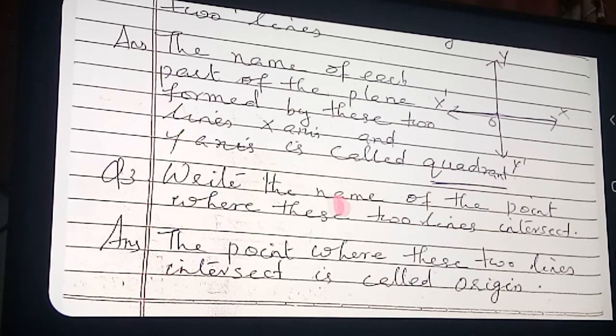Write the name of the point where these two lines, x dash x and y dash y, intersect. So what is the answer written? The point where these two lines intersect is called the origin. What are the coordinates of the origin? 0, 0. Why? Because x dash x and y dash y are passing through the origin, crossing at 0. Therefore, the x coordinate is 0 and the y coordinate is also 0. Therefore, the coordinates are 0, 0.